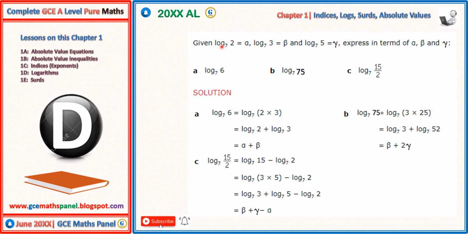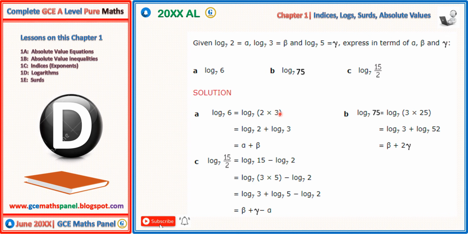Here equally, you have been given log 2 base 7 is equal to alpha, log 3 base 7 is equal to beta, and log 5 base 7 is equal to gamma, to express everything that's been given here in terms of alpha, beta, and gamma. Let's take, for example, the first one. You have log 6 base 7. What I have to do here is to express 6 in terms of 2 and 3, so I can use alpha and beta. So this is what I've done.